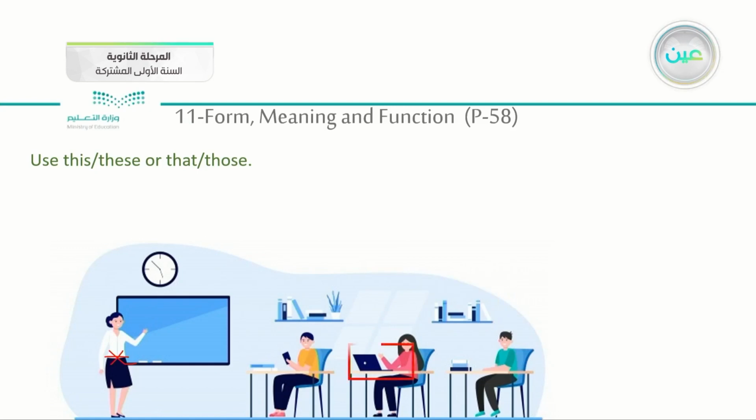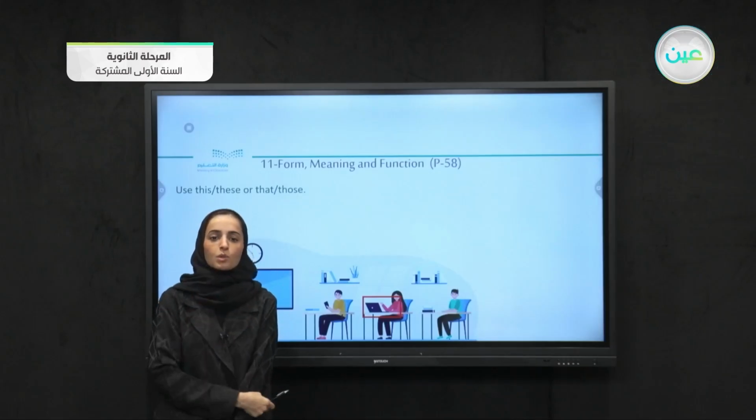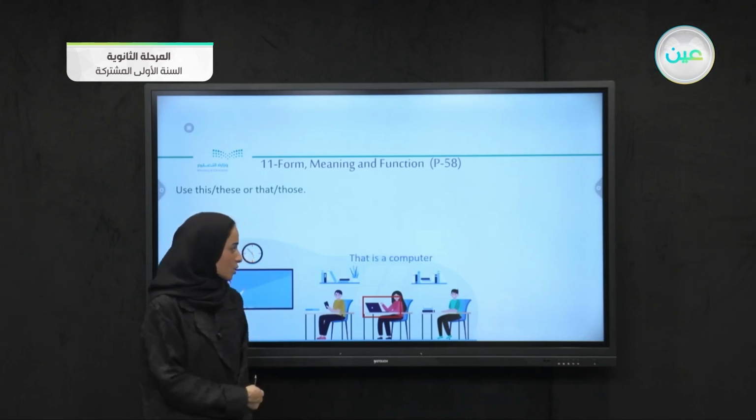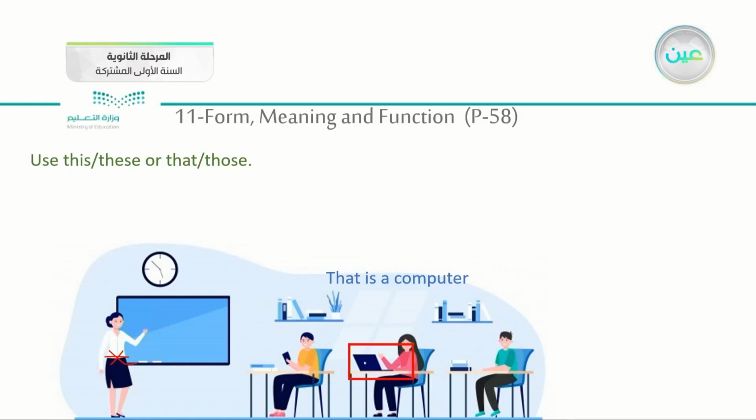One more. What do we have? The student is having a computer. One computer. So which one would you use? This, that, these or those? One, so we will use this or that. It is away from the teacher. So she will say, that is a computer. Away from her. That is a computer.